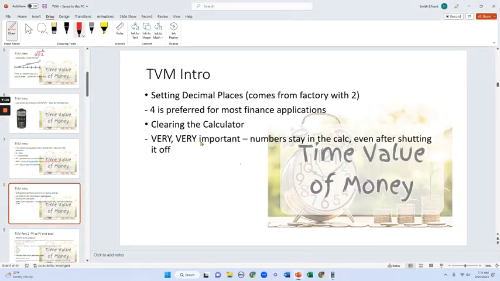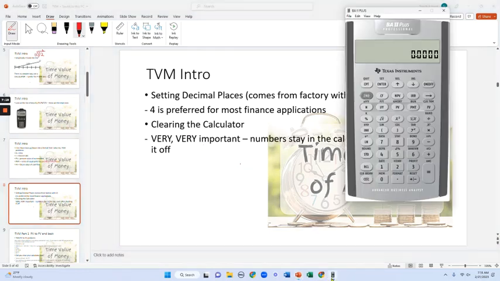The other important thing is that the numbers stay in the calculator even after you shut it off. So let's go back to that 12% problem for 6 years. So 6 was the N, 12% was the interest rate you're making in the market. We started with $1, and then we can calculate the future value, but let's not for just a second. So if we clear the calculator and then we shut it off and turn it back on, and then we compute the future value, the stuff we put in there before stays in there.